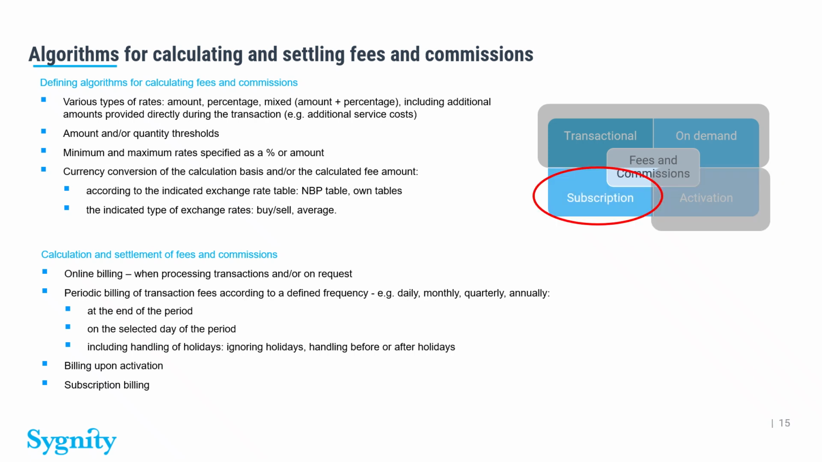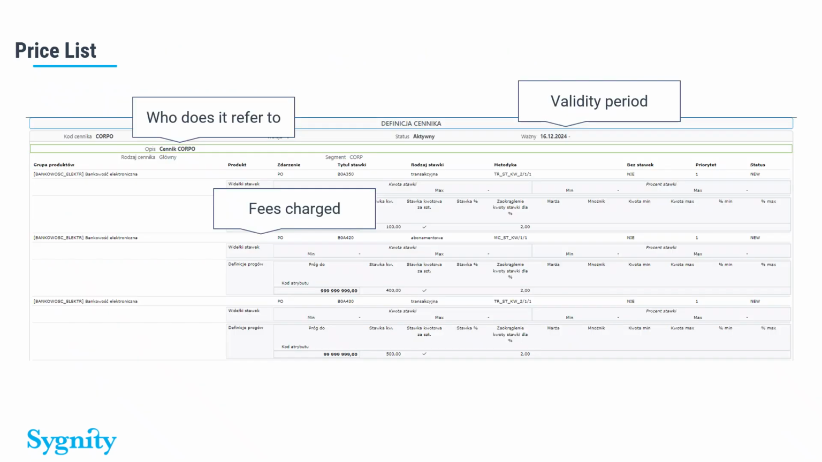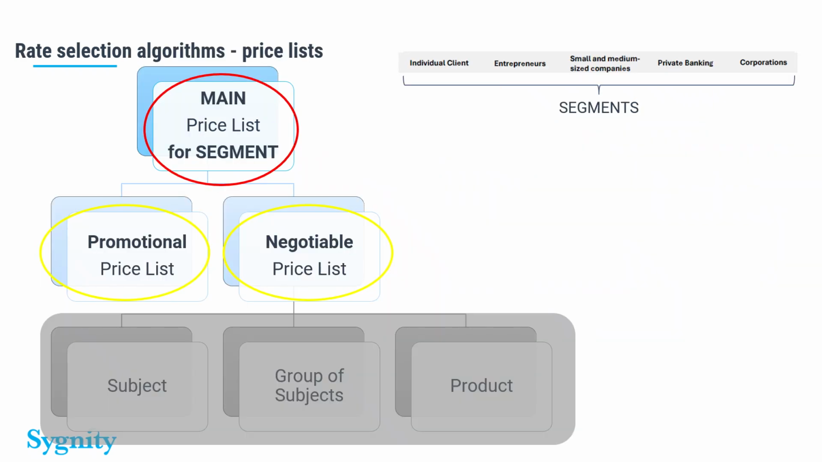Subscription fees are charged for the customer's specified products and triggered according to the schedule specified in the methodology attached to such a fee. The price list specifies products, transaction events, and additional conditions defined as attributes. After their occurrence, a fee specified in the attached methodology may be charged. The system distinguishes between the main price list, which is addressed to a given segment, and additional, more detailed price lists that can be added to the main price list.